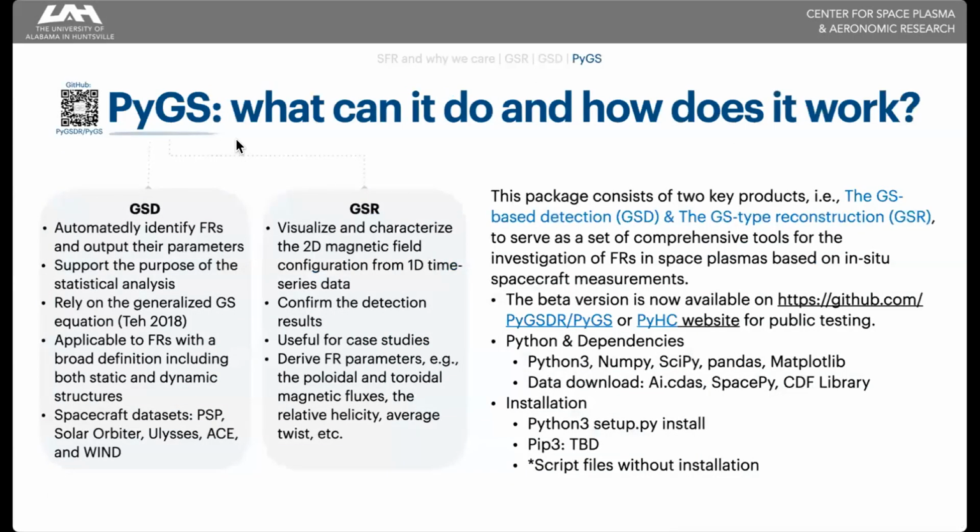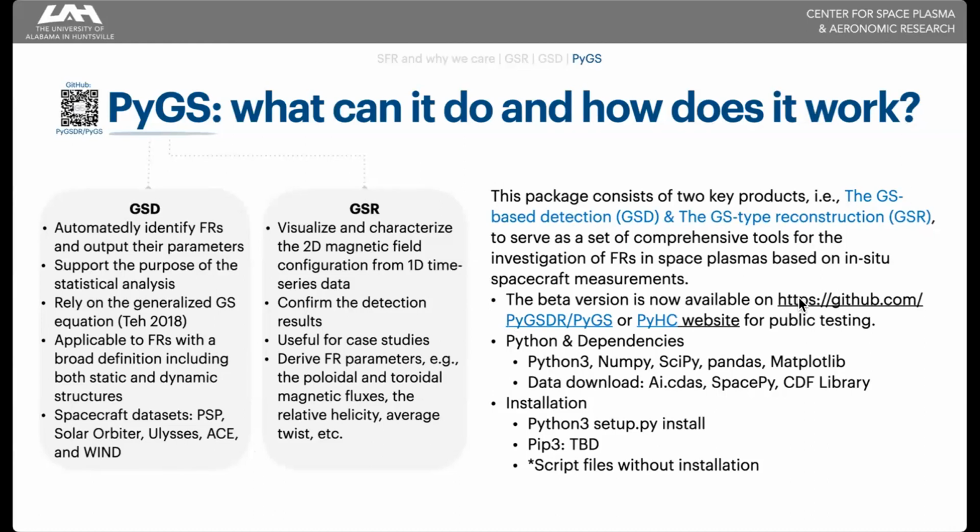I think it's time to officially introduce our PyGS package. It consists of 2 key products, the detection and reconstruction. The detection can automatically identify flux ropes, which supports statistical analysis. The GS reconstruction can visualize and categorize the 2D magnetic field configuration, which is useful for case studies. Both methods rely on the generalized GS equation and can be applied to broadly defined flux ropes. The currently supported spacecraft data sets include PSP, Solar Orbiter, Ulysses, ACE, and WIND.